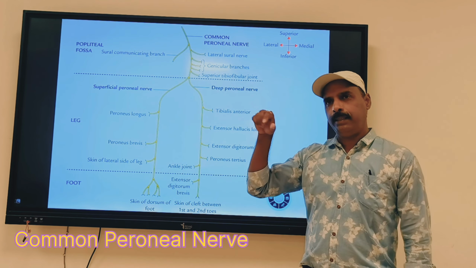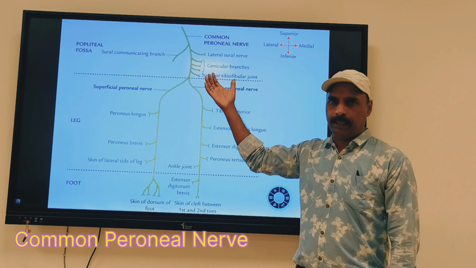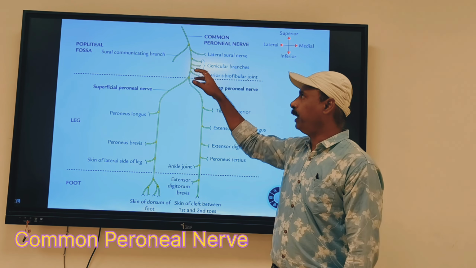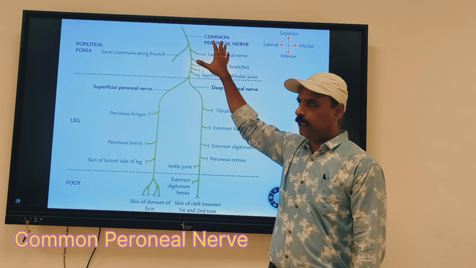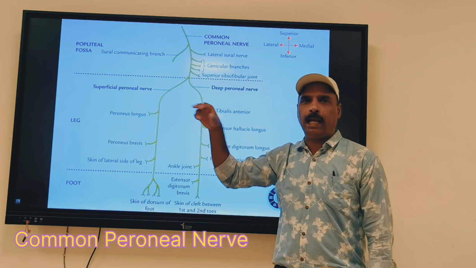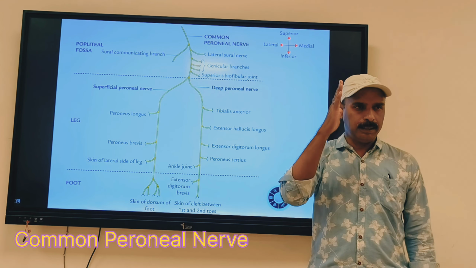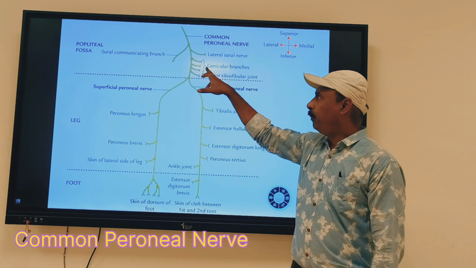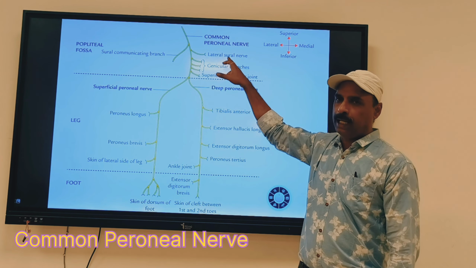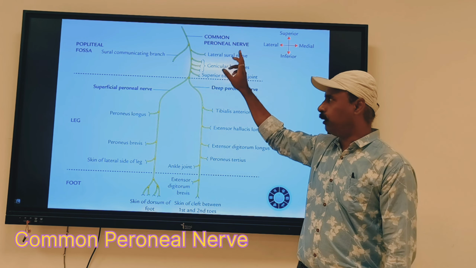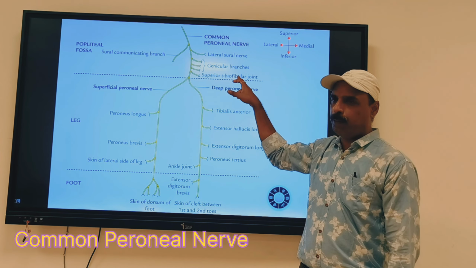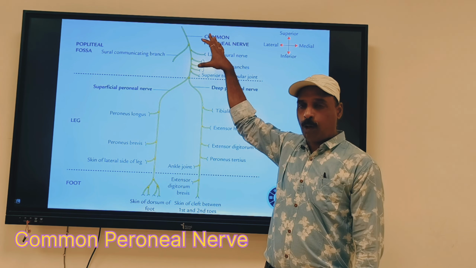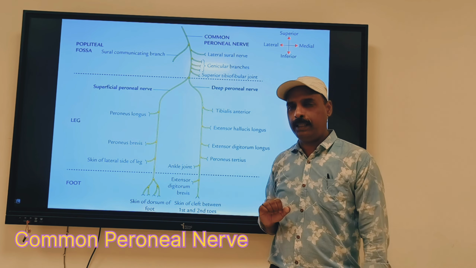It is also a branch of the sciatic nerve at the superior angle of the popliteal fossa, but it runs its course on the lateral side of the leg, not in the center or middle. It gives the genicular branch and the lateral sural nerve, which you have to remember. The superior tibiofibular joint is also supplied by the common peroneal nerve in the popliteal region.